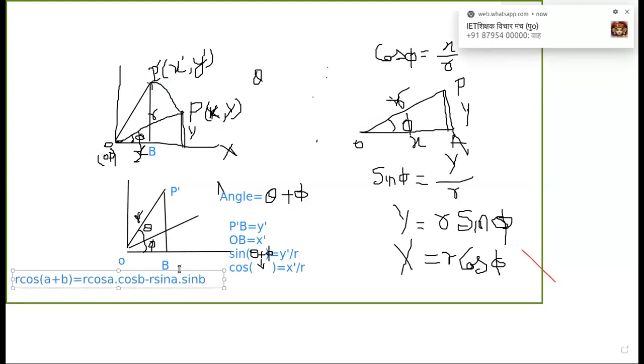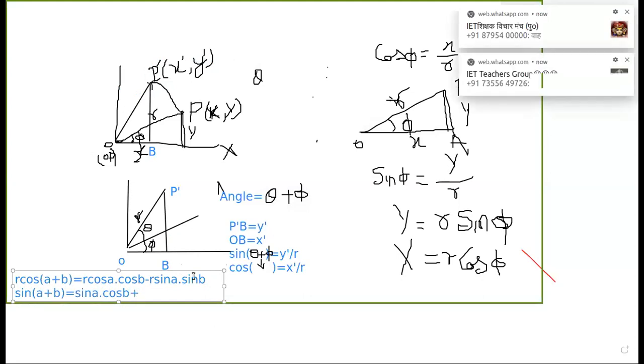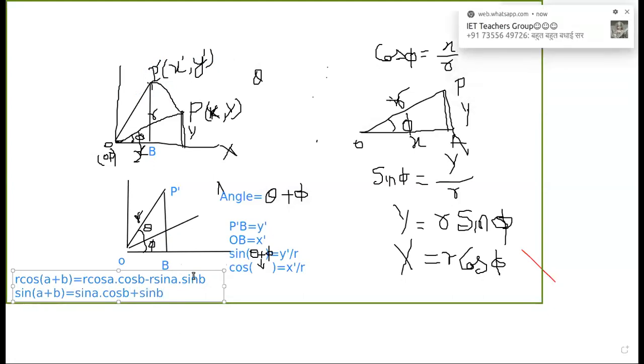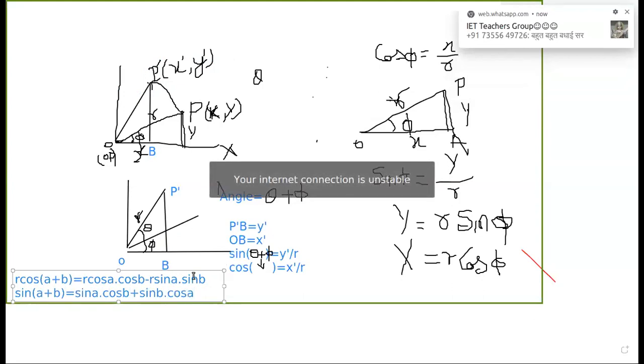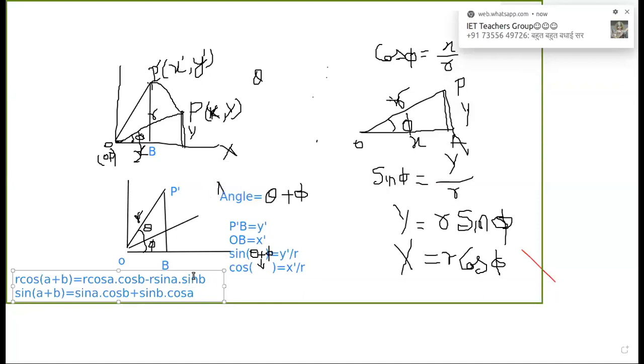Now tell me the same case for sin A plus B equal to what? Sin A cos B plus cos A sin B. Okay. Now, if you multiply the R, we have to multiply with both terms.